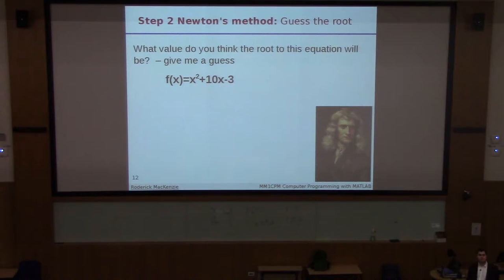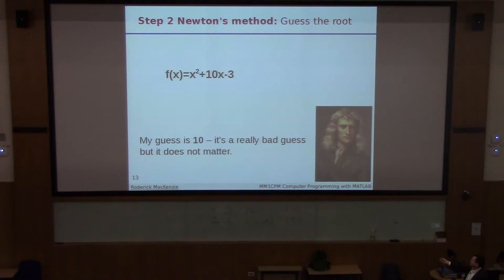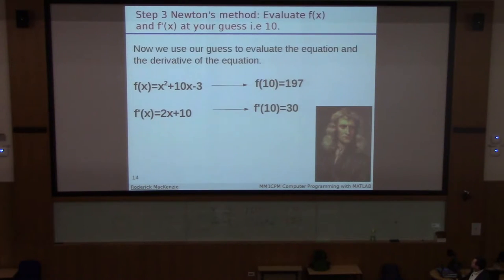Now, I can't actually be bothered to guess anymore because it's just a waste of time. So what we're going to do now is use our guess, which in this case, I'm going to say my best guess to the answer to this equation is 10. I think that's the best guess. It's also the easiest guess to deal with. It's a really bad guess, but it doesn't matter because Newton's method is going to solve this equation for us, starting with our guess.